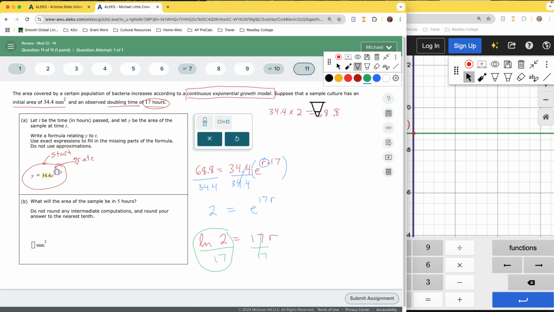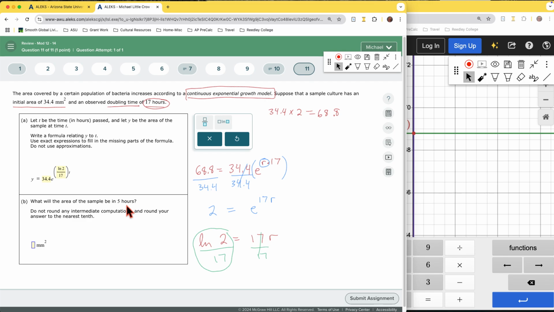So we come here. That's what we're going to put in. And we've got things here. So I'll do the fraction first, and then the numerator, we're going to go natural log of 2. The denominator, we're going to put 17. Okay? And I'm just going to clear out a little bit of this stuff so we can see it clearly.